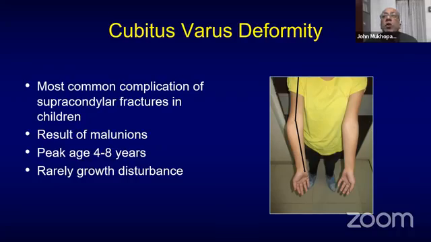Also, this is the most common complication after supracondylar fractures in children. It's obviously a result of a malunion because there's been some displacement which has not been adequately corrected. Very rarely, you may have some growth disturbance, possibly due to some disturbance of the trochlear growth, either due to AVN, but this is unusual. Most often, this is a relatively static deformity.